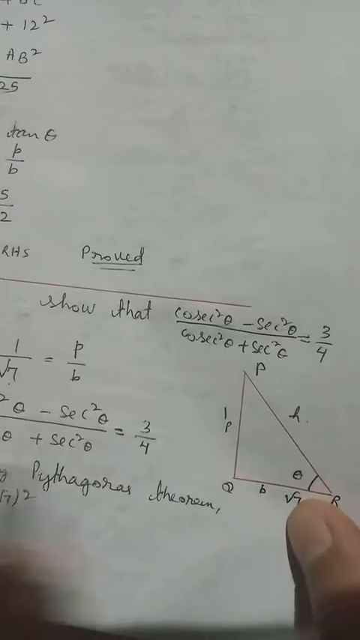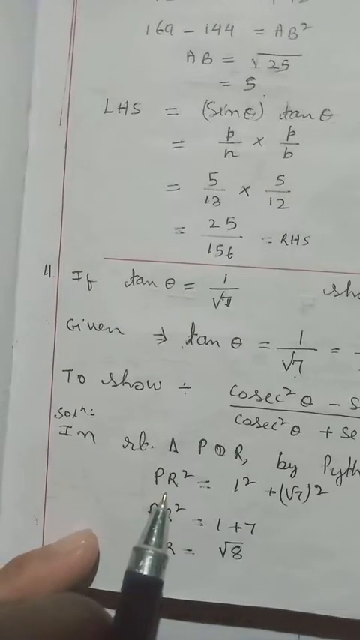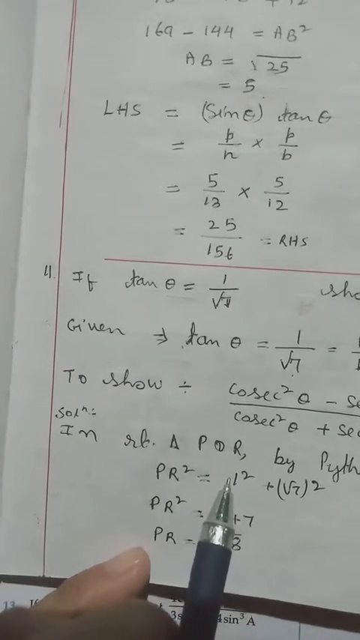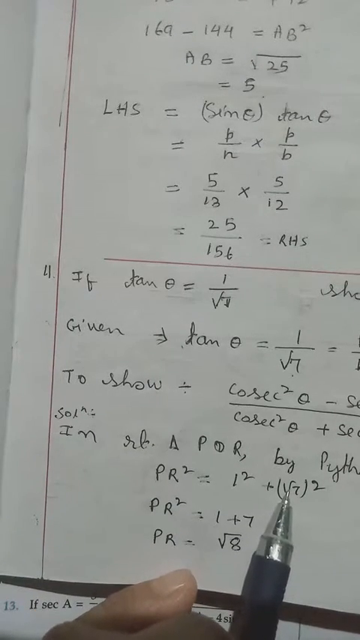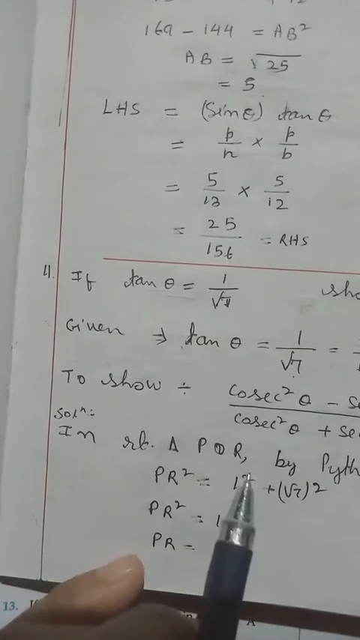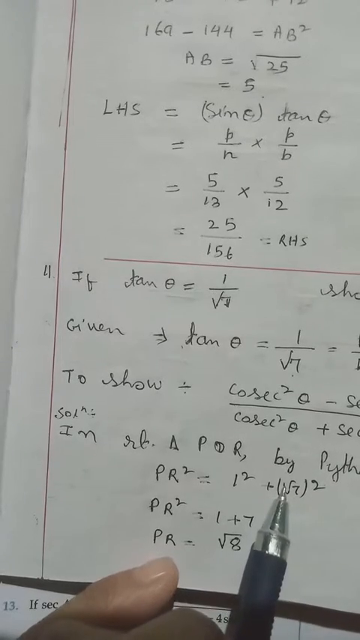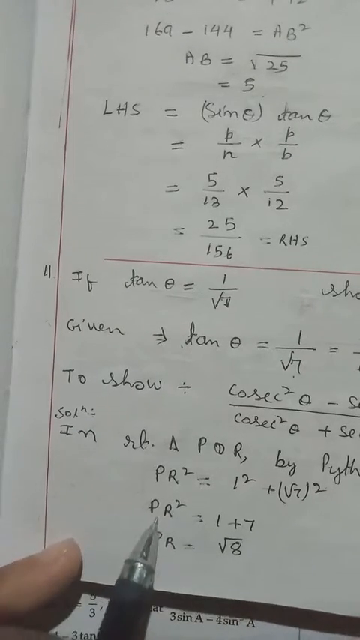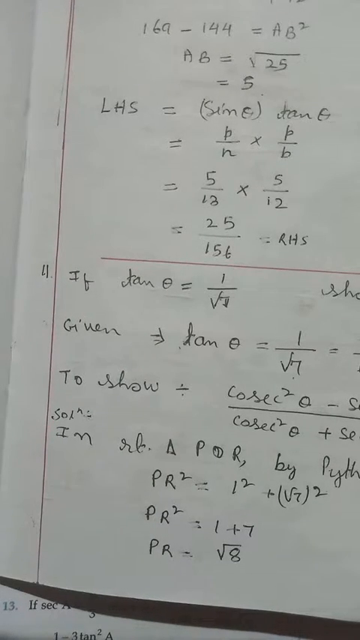So we can use Pythagoras theorem. If we look at the figure, here we have 90 degrees, so opposite to 90 we have PR, that will be the hypotenuse. Hypotenuse square equals base square plus P square. Perpendicular we know is 1, so we put 1 square. Base is root 7, so we put whole square. So 1 into 1 is 1, and square root 7 with square, the square root and square cancel, we get 7. So 7 plus 1 will be 8. We want only PR, so we put square root. For the time being, let it be like that.